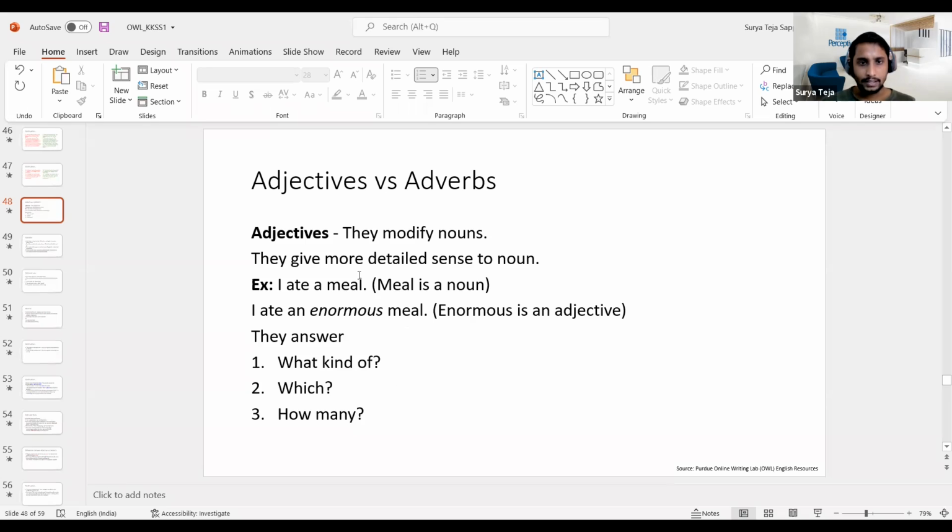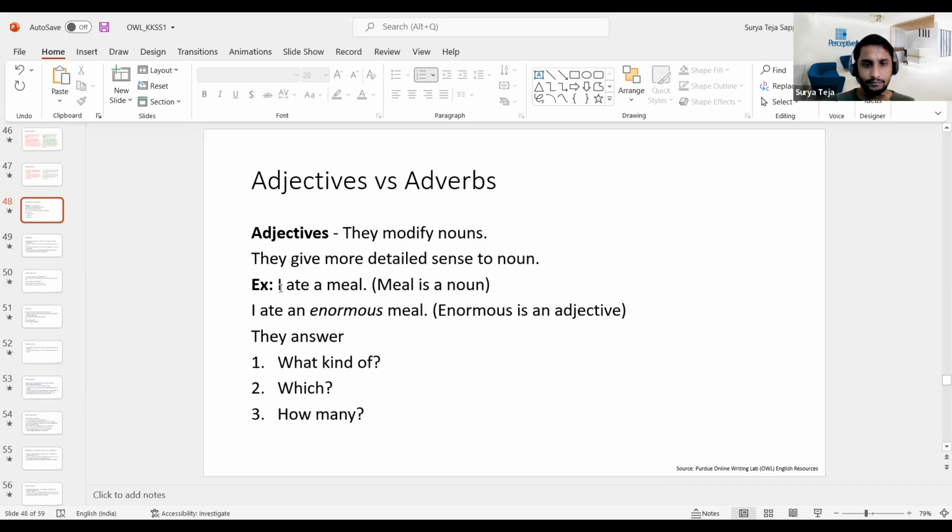So adjectives are used to modify the nouns. The primary purpose is that they modify the noun, or they give a more detailed sense of the noun. It explains what exactly the noun is. The three most important questions which an adjective answers are: what kind of, which, and how many.